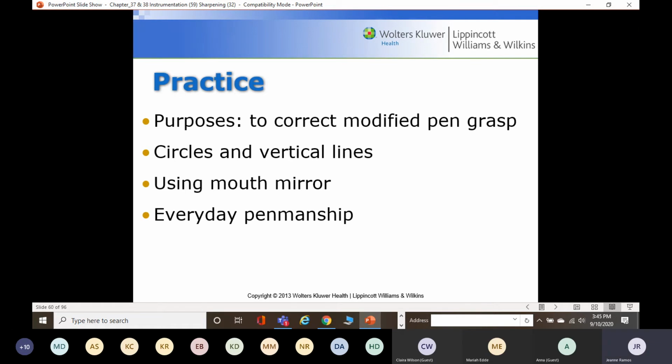issues with looking indirectly into the mirror while you're trying to use an instrument. And this sheet that I will give you will be great practice for you at home to correct your modified pen grasp, and it'll have circles and vertical lines all over it that you can use with the mirror. I'll show you.